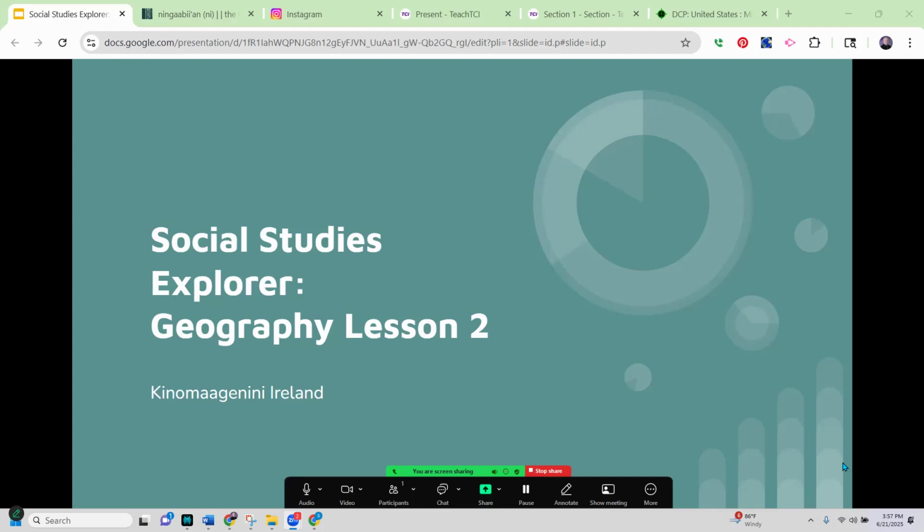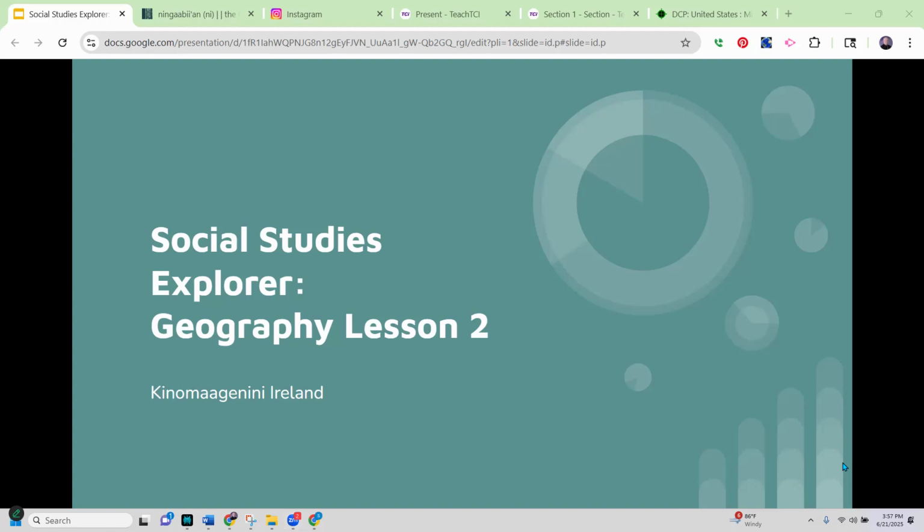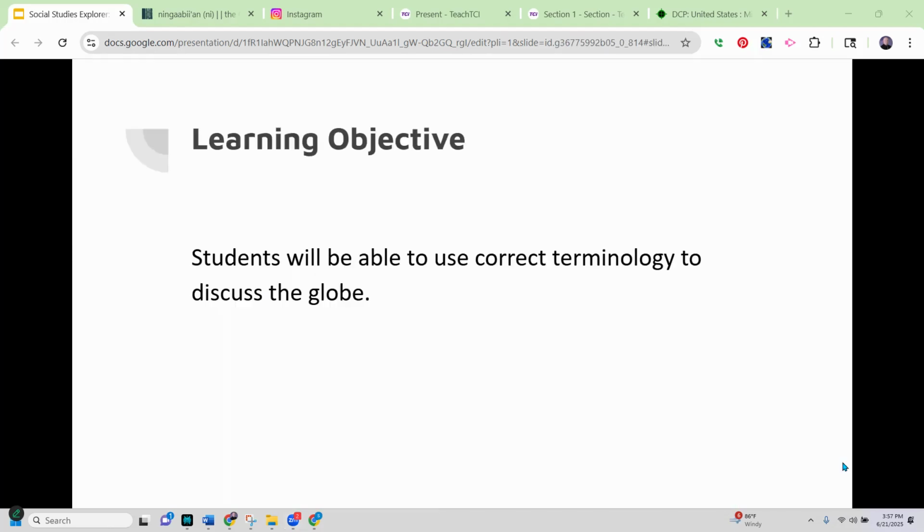Today's edition, Geography, Lesson 2. The learning objective for today's lesson: students will be able to use correct terminology to discuss the globe. When we talk correct terminology, we're talking words like latitude and longitude and globe. And we'll talk more about those words and vocabulary definitions in just a little bit.